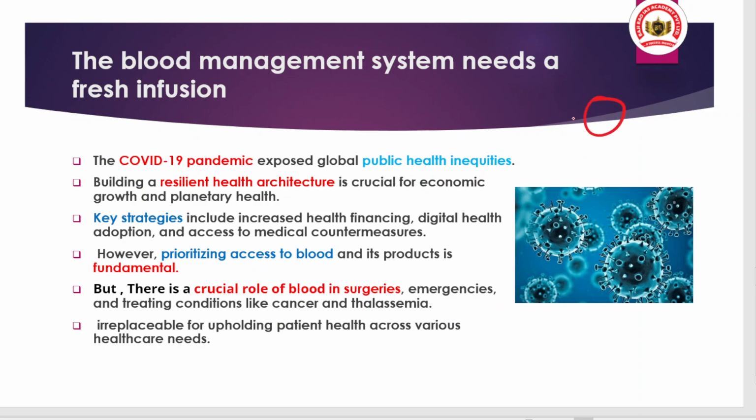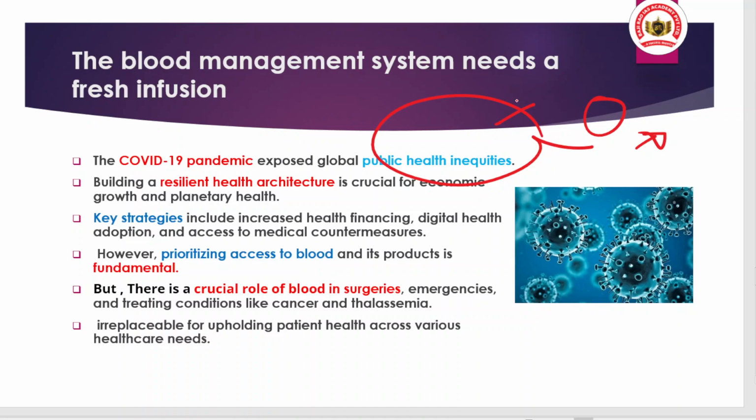I hope no one will forget this. It exposed global public health inequality. How? Because various countries, specifically the poorer nations, were facing a shortage of blood. And not only the shortage, there was a lack of accessibility of the blood. Despite the blood being available in different countries, it was not accessible to these nations.